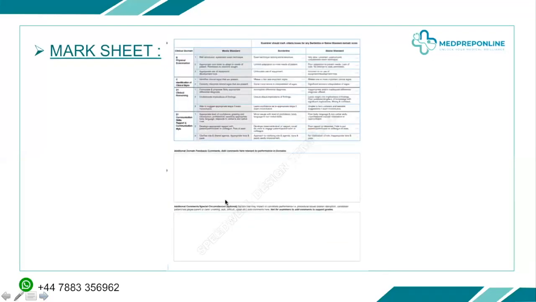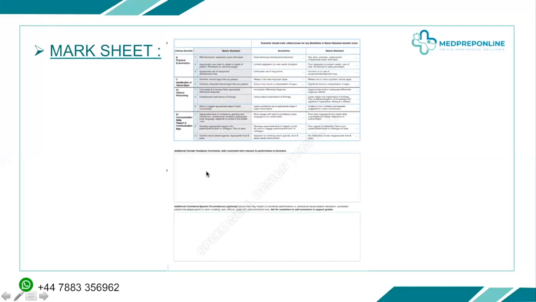This is page 2 of the mark sheet. Here it is also for the examiner, the same domains C, D1, E1, and here it is written in detail what the meet standard, the borderline standard, and the below standard are. So what I recommend to you all is that you should print a mark sheet for every station, and whenever you are practicing, keep the mark sheet in front of you and do the marking on it, or at least prepare according to the style of it.